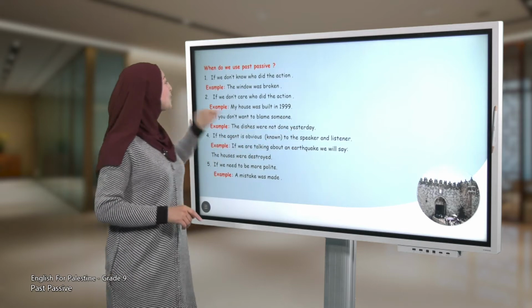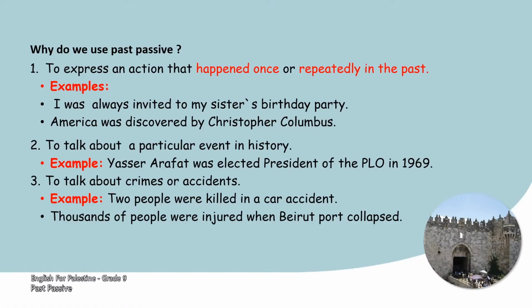Okay? Question number 2, why do we use past passive? What are the reasons? Number 1, to express an action that happened once or repeatedly in the past. Let's see an example. I was always invited to my sister's birthday party. This action happened repeatedly in the past, more than one time. The second example, America was discovered by Christopher Columbus. This action happened once. Okay?